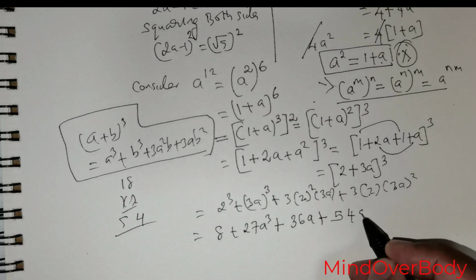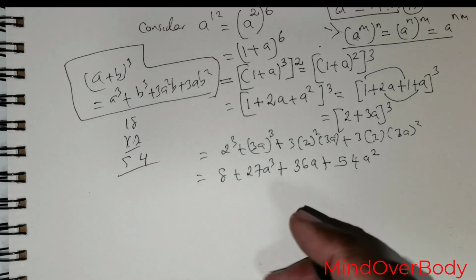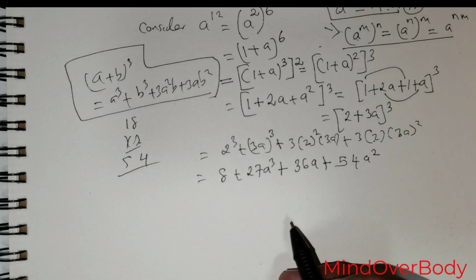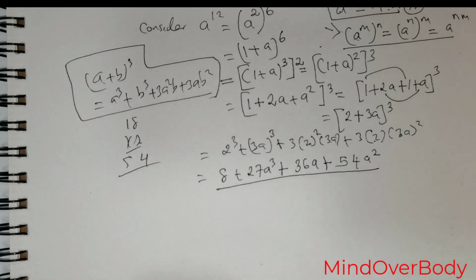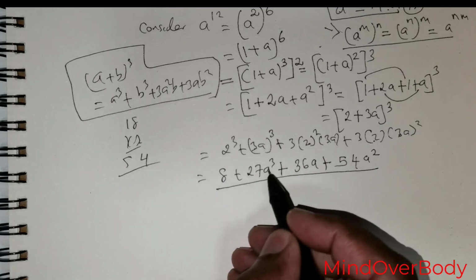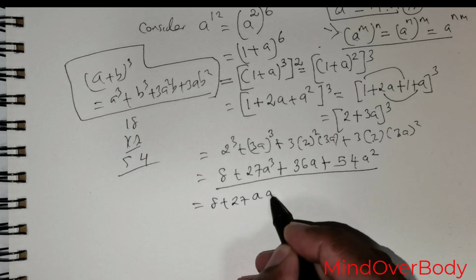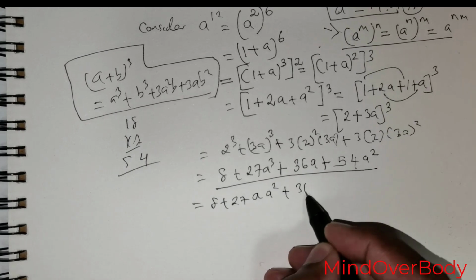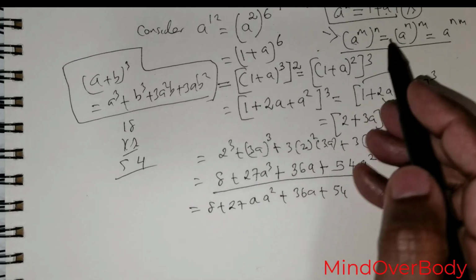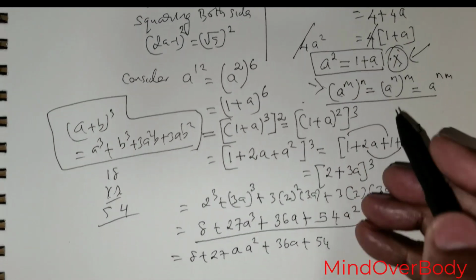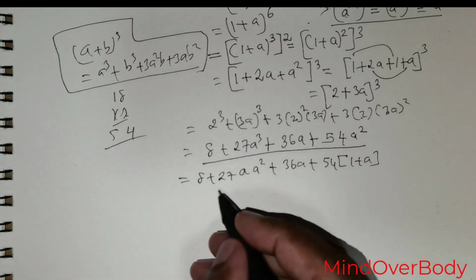So I get 54a squared. So this is the expansion that I have acquired. Now the question is, I will have to expand and neutralize this. So 27a cubed, I would be rewriting that as a times a squared, plus 36a, plus 54a squared, I can replace a squared as 1 plus a, so that's going to be 1 plus a there.